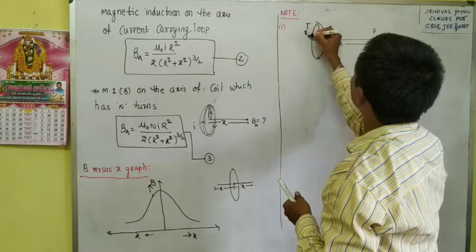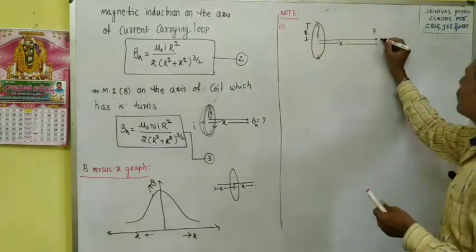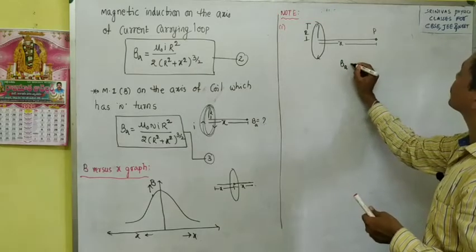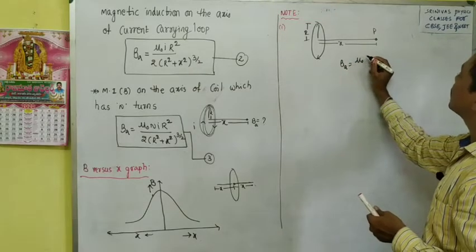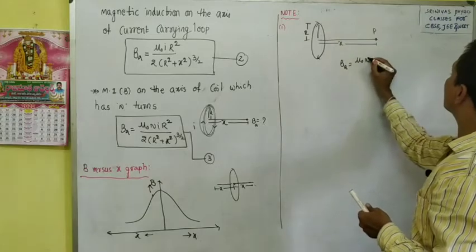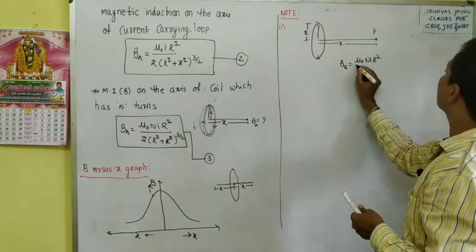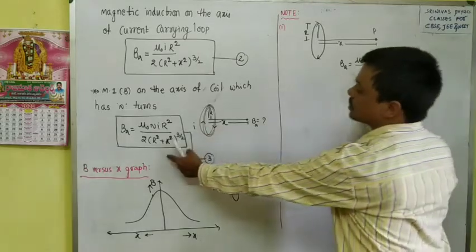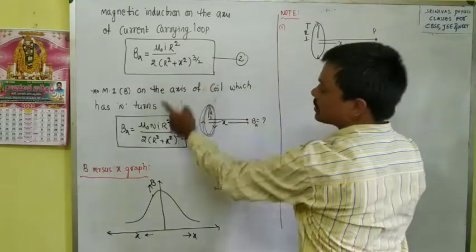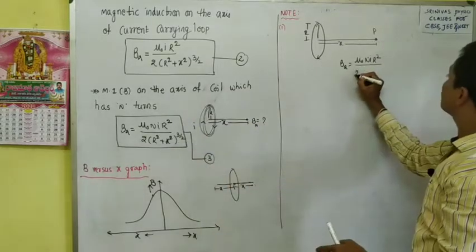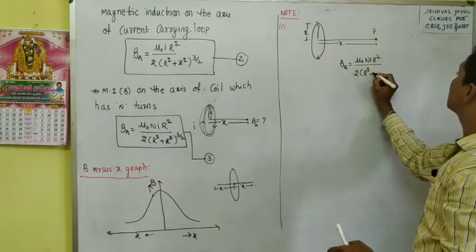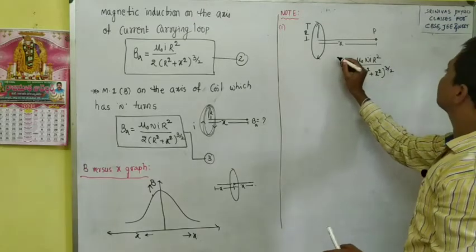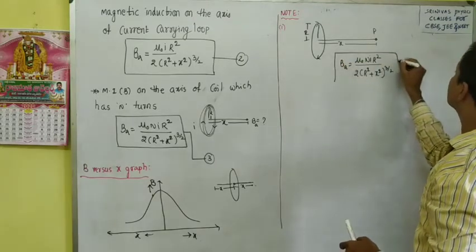Then how to find out the magnetic induction? Already we know the magnetic induction formula here. The magnetic induction on the axis formula is what? If it has N turns, then mu naught N I r square by 2 of (r square plus x square) whole power 3 by 2. This we derived. This is for 1 turn, this is for N turns. Okay, right. Then what is its direction?